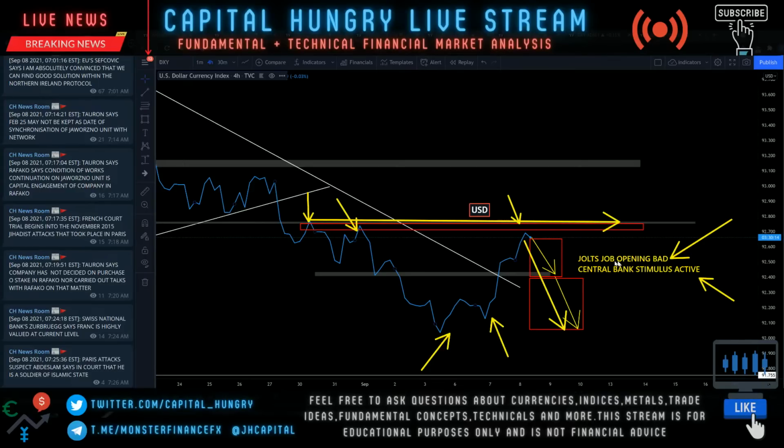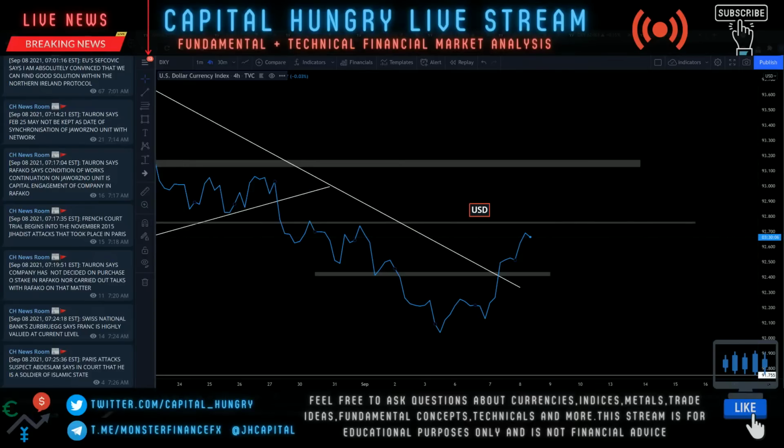And the inverse, if JOLTS job openings are extremely good and the Bank of Canada talks about tapering, then the dollar will break above 92.8. So we have to understand that the US dollar is dominating the markets. I'm not talking about the US dollar being extremely strong. I'm talking about the influence of the Federal Reserve, and the US dollar impact is what's dominating the markets.